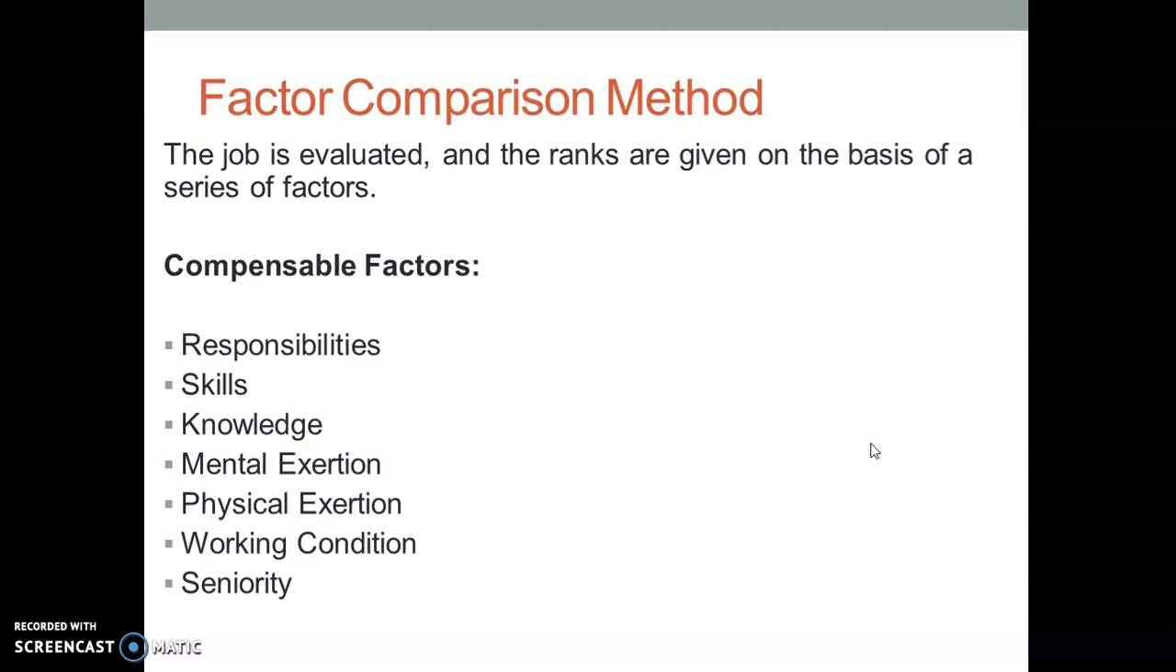Now, when we look at the dimensions of the factor comparison method, first we need to discuss compensable factors. So let's have a look at these compensable factors. The first dimension is responsibilities. Each job, when it is being designed, possesses duties, responsibilities, authorities, performance, or we can say working conditions. So these are the dimensions of any job profile which an individual has to accomplish.